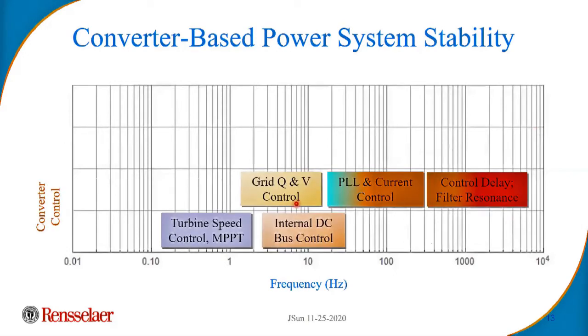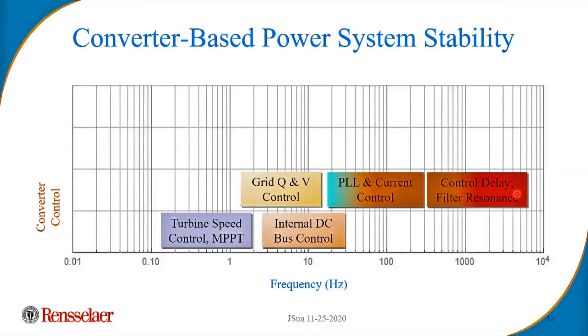And with converters, with converter control, we have many more control functions, right? So we still have some of the low frequency control functions to regulate the turbine speed, regulate the internal DC bus voltage. They're in the order of 10, 20 hertz. But beyond that, we have the phase lock loop. We have the current control loop that can extend to a few hundred hertz, even for high power, megawatt or gigawatt converters. The current loop can extend to a couple hundred hertz. And beyond that, your control delay is still creating dynamics and undesirable behavior.